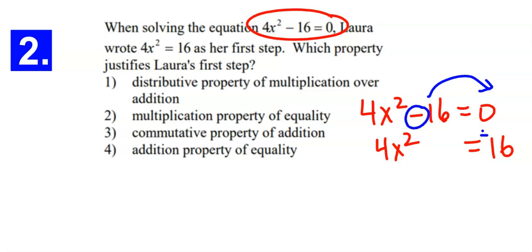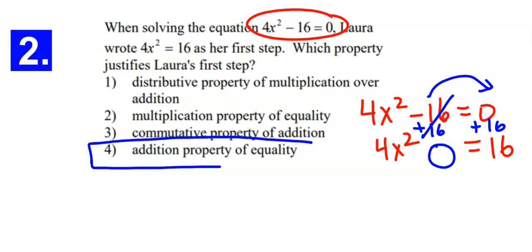You'll notice the 16 also has different signs. That happens from using an inverse operation or a property of equality to move it to the other side. If we had added 16 to both sides, it would result in the 0 that we got here and the positive 16 that we got there. So the addition property of equality was used.